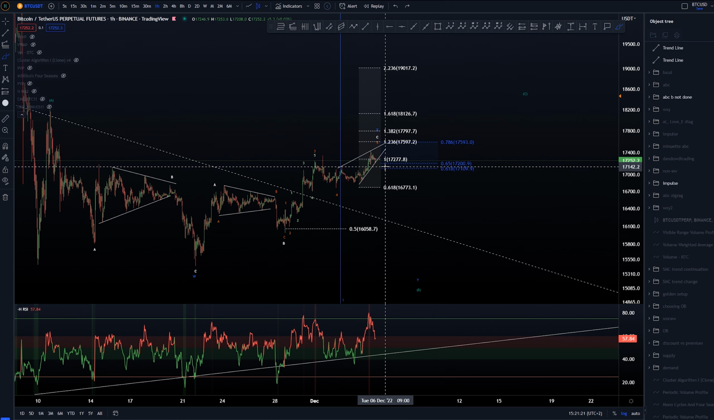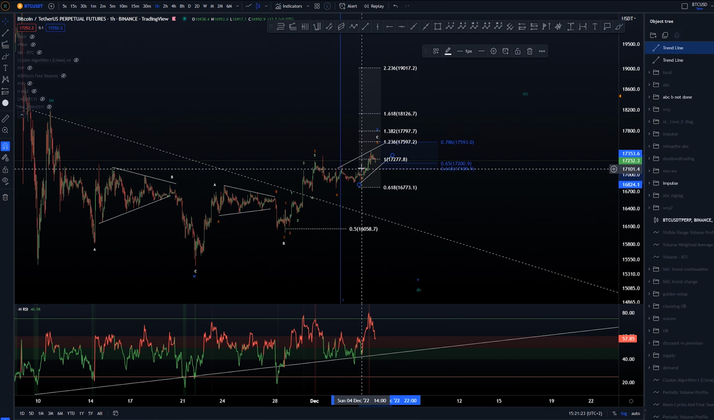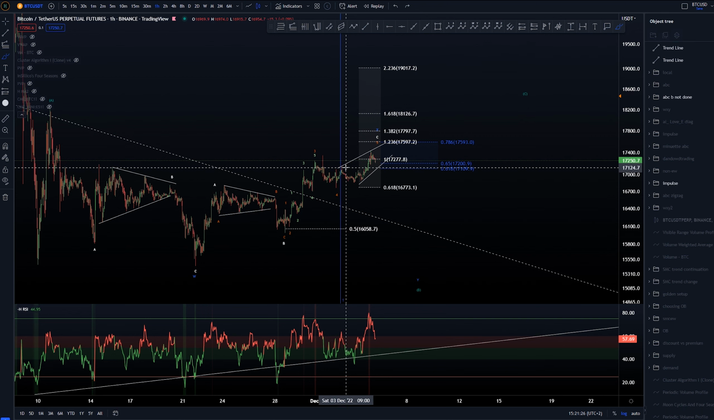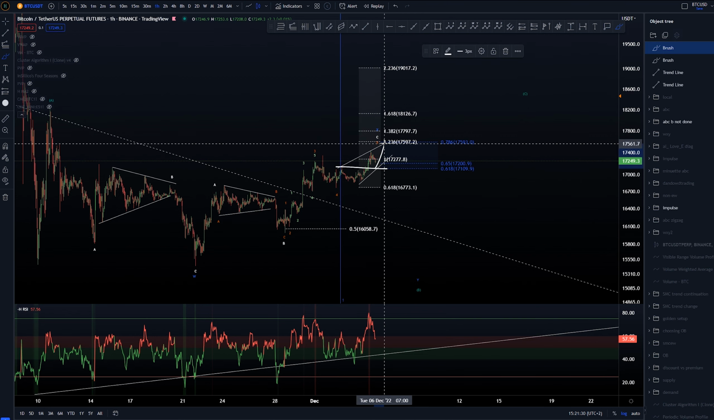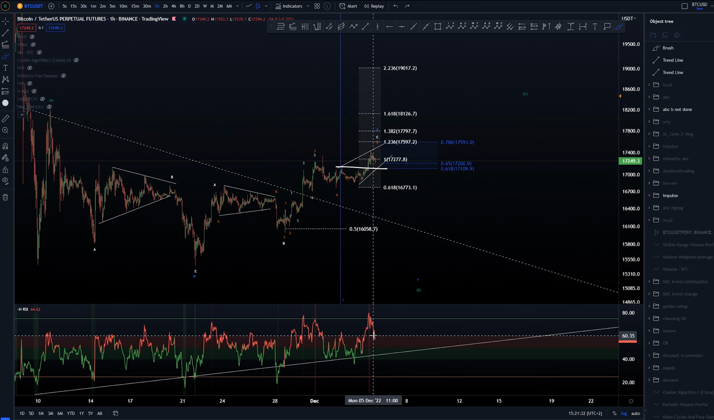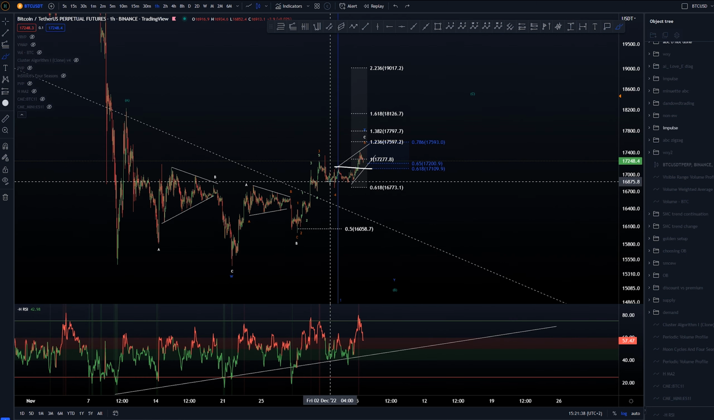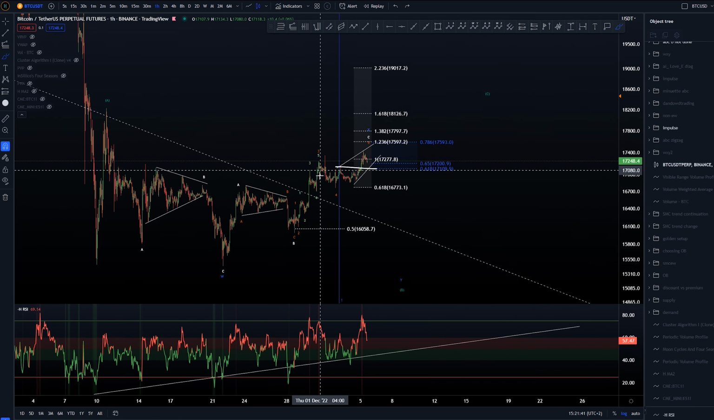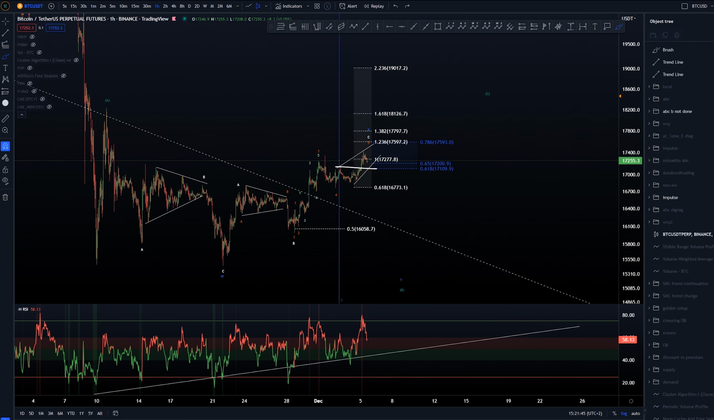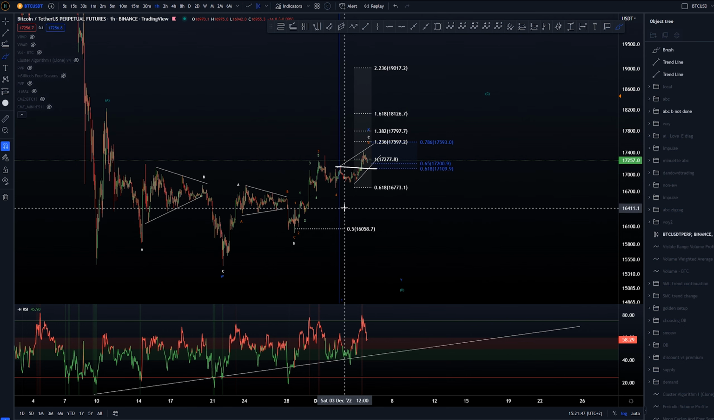So I feel like there is a potential that we are coming down a bit, getting some kind of overlap here of that high of 17.1k, and then going up for a last bit. On RSI, we have created a new high here, so that is a bit concerning, saying that there is definitely still some more upside to go, or not definitely, but there is potential for some more upside to go to. But yeah, that's that.